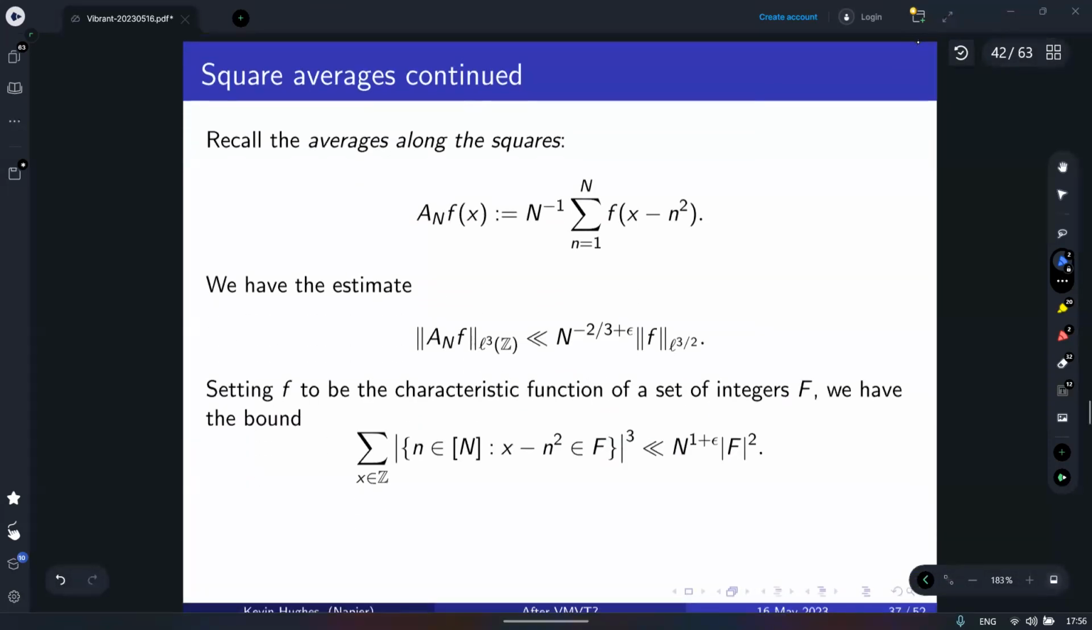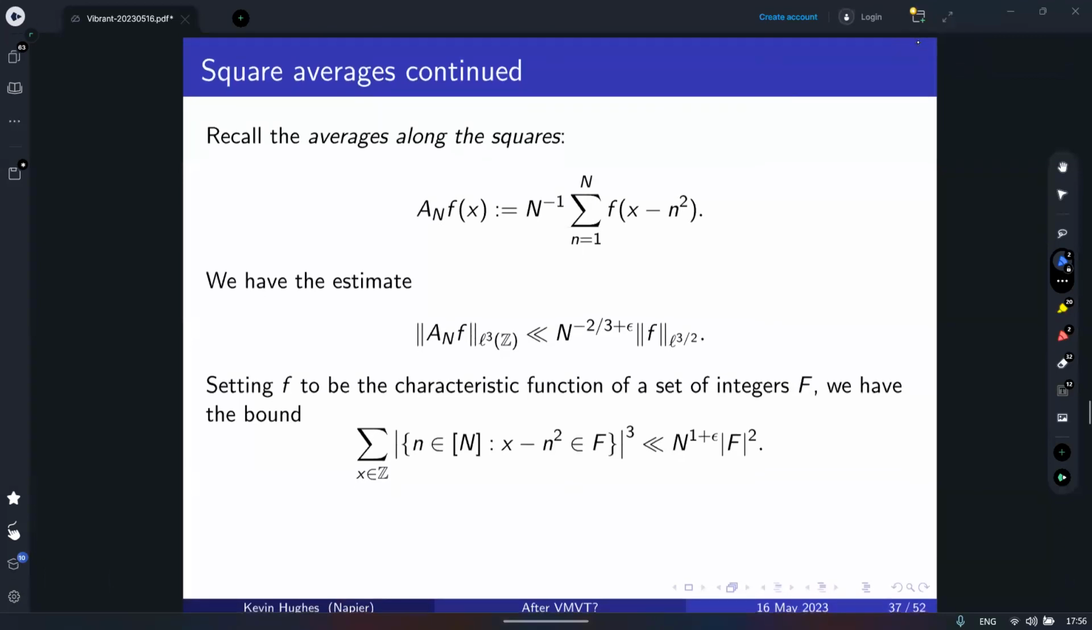So in particular, if I don't consider all kinds of functions, I just consider functions where I take a set, your favorite set in the integers, a finite set though, and I look at the characteristic function of that set. It's just 1 on that set, 0 otherwise. Then it turns out if I look at, for each point in the integers, all those squares such that x minus a square lands in my favorite set, and I cube the number of ways to do that, add all of those up, it's bounded by the size of the original set squared times this factor of n.